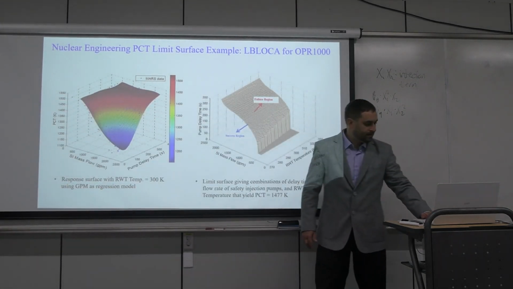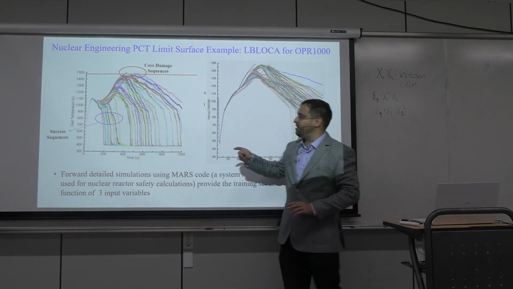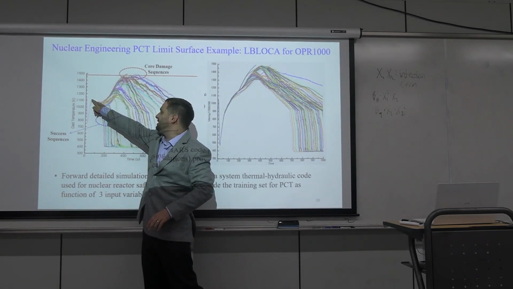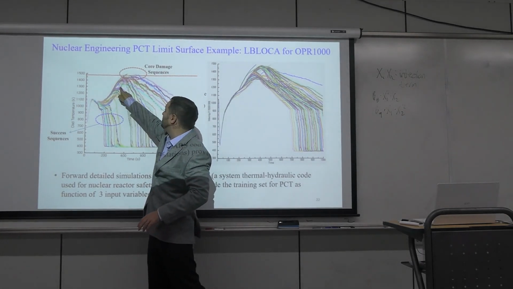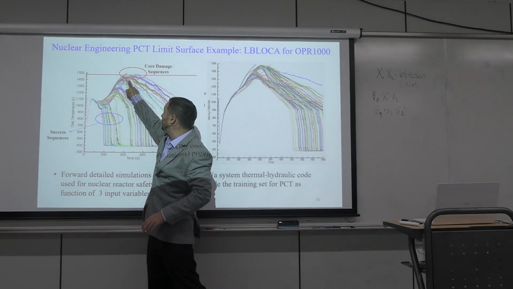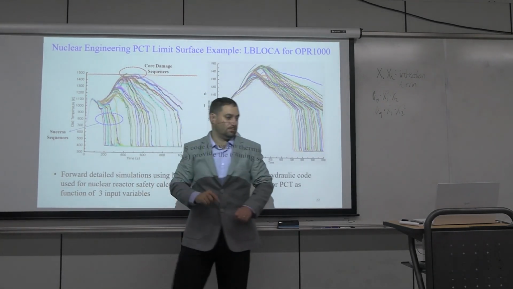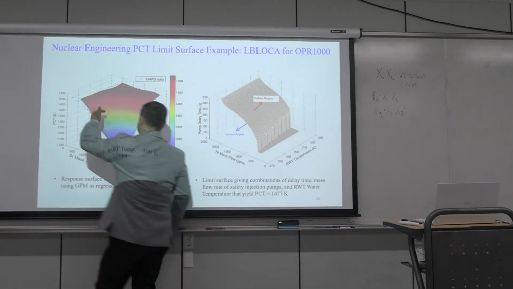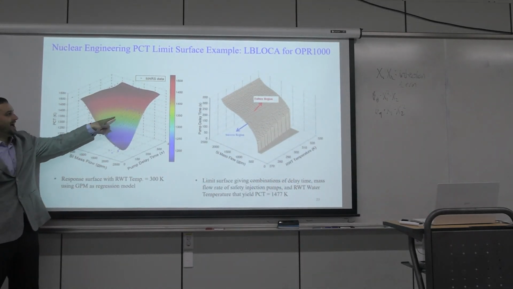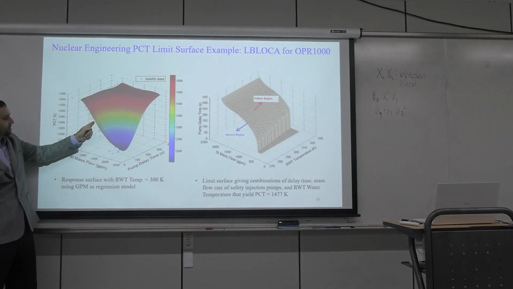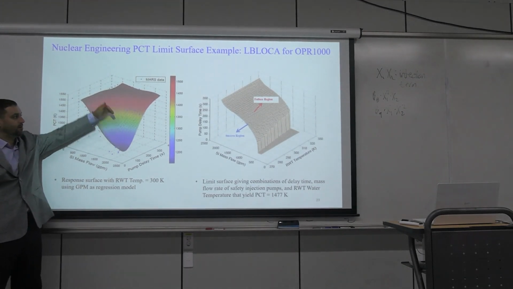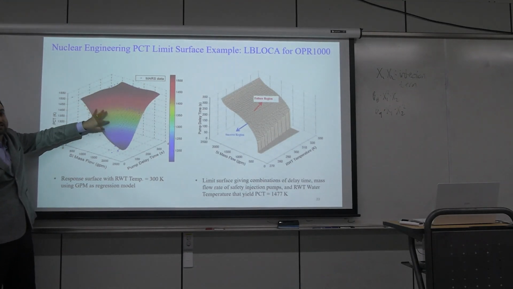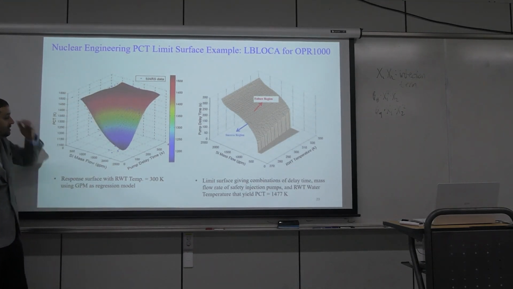So going back, on this response surface, here is the 1100 Kelvin. That's the peak clad temperature. So this surface tries to predict all of the maximum points. And you can see the blue dots are the actual simulation data. Some of the dots are below the surface, some of them are above. But it's a relatively smooth surface, though it is sort of non-linear.